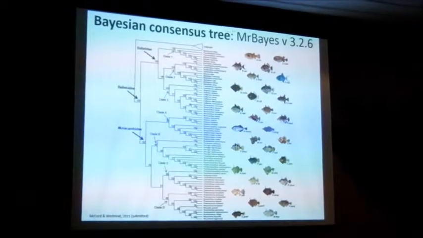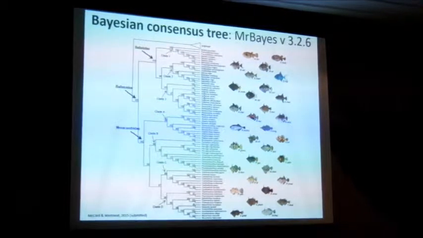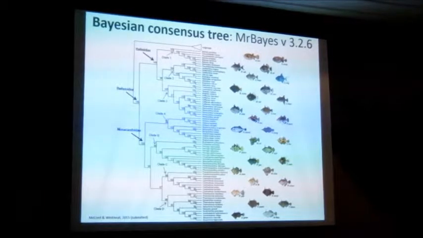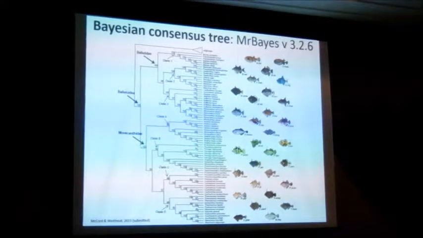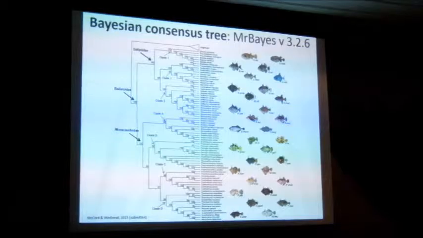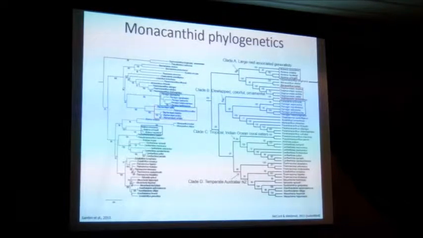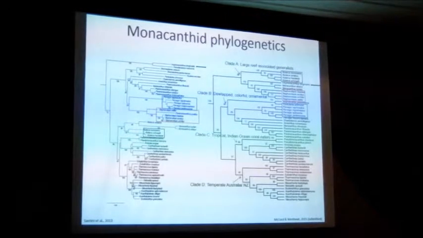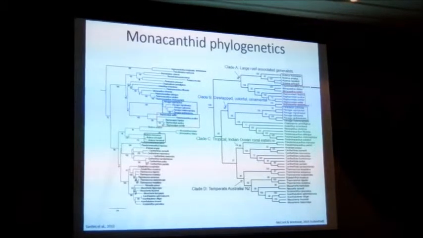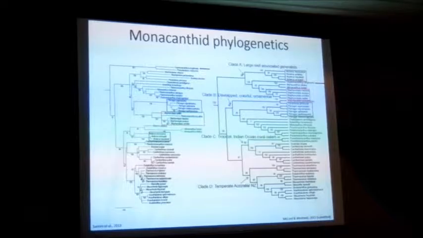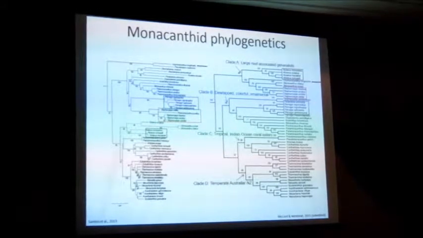Now, within the balistid radiation, we don't find a whole lot of differences from previously studied papers, so I'm going to spend a little bit more time looking at the filefish lineage because that's where some of the neater stuff came out. So again, only one other paper that's really explicitly looked at filefish phylogenetics. So here is the filefish portion of Santini et al., and this is what we came up with.